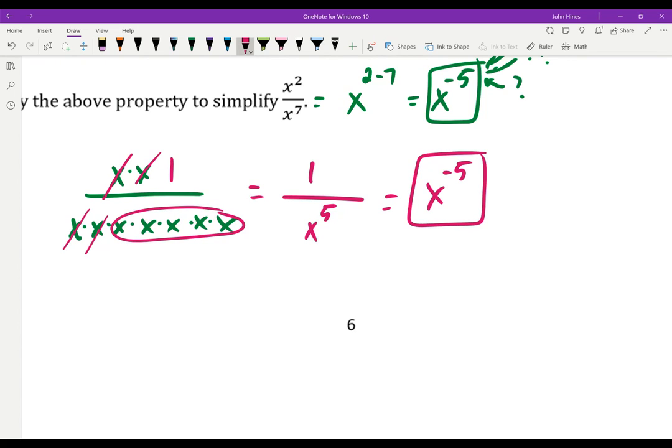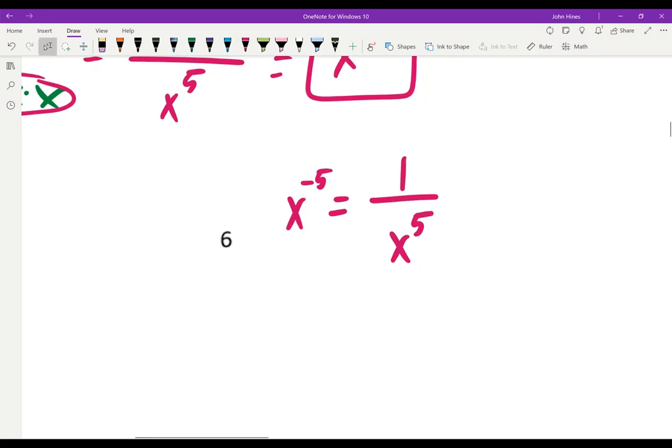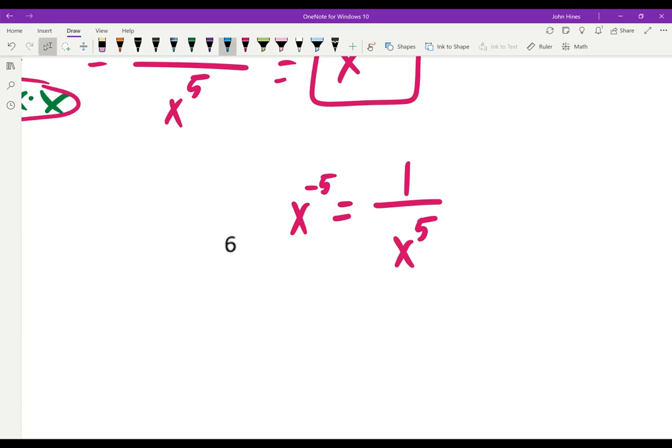X to the negative 5th equals 1 over x to the fifth. So let's write this here. X to the negative fifth is really 1 over x to the fifth. So what did that negative do? It looks like that negative is taking the reciprocal.